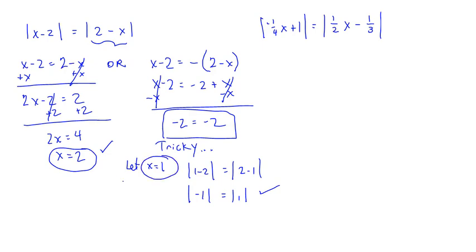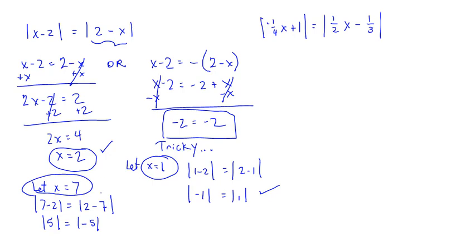Let's try another one. Let x equal 7. That would be the absolute value of 7 minus 2 equals the absolute value of 2 minus 7. That'd be the absolute value of 5. Does that equal the absolute value of negative 5? Well, it sure does. This checks out. Oh my goodness. It doesn't matter what I put in here. This is always going to work. Not only is there this solution, but everything works.